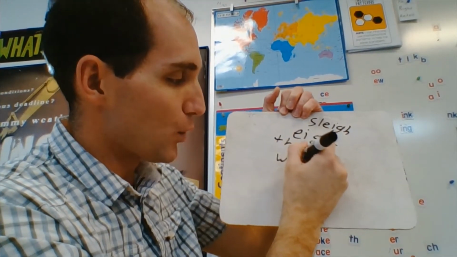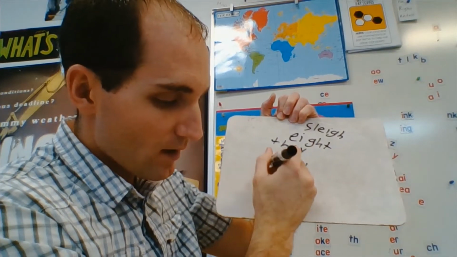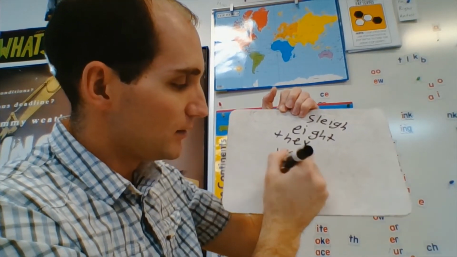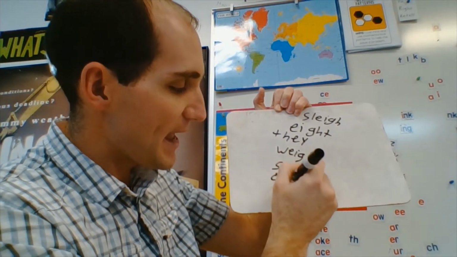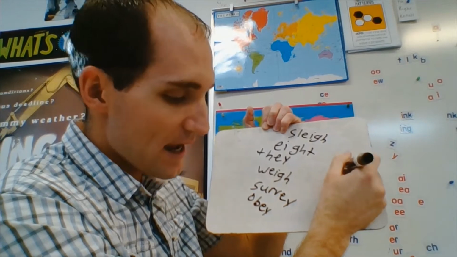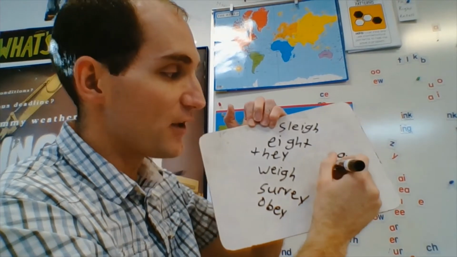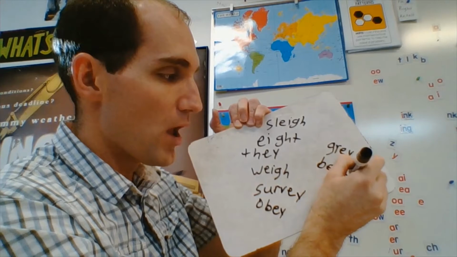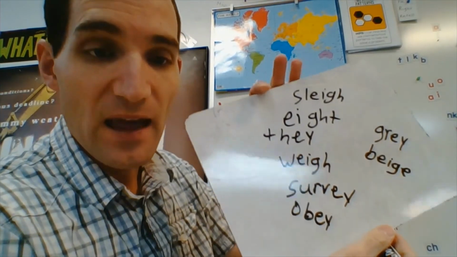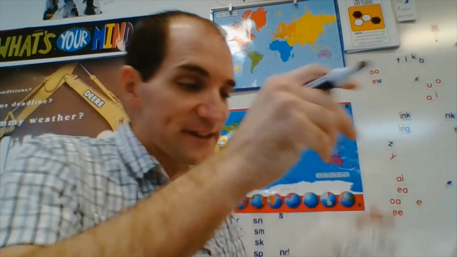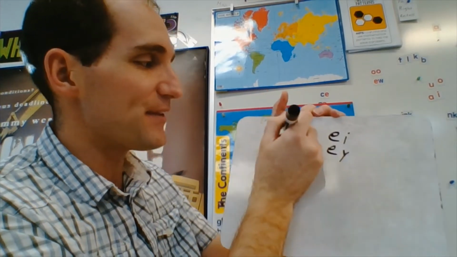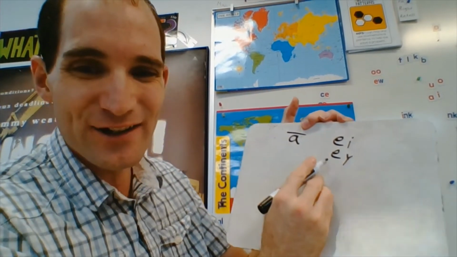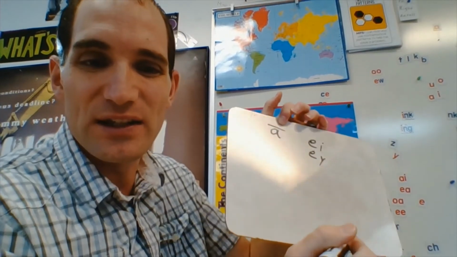Some more examples are way, survey, obey, gray. There's a color that's kind of tannish, which is called beige. So the point is, when you see E-I or E-Y, it's another time that the A says its name, which is weird. It's so weird.